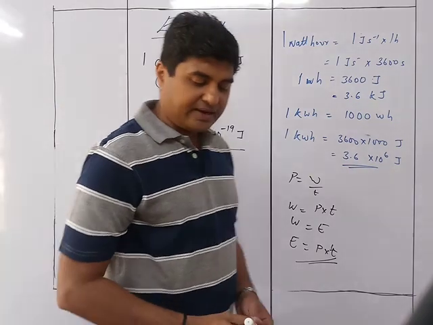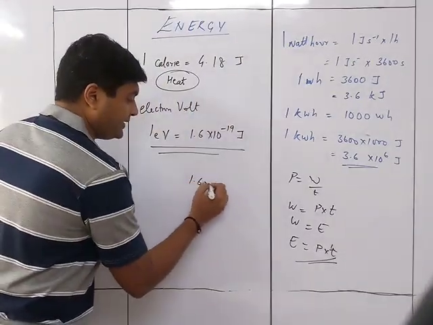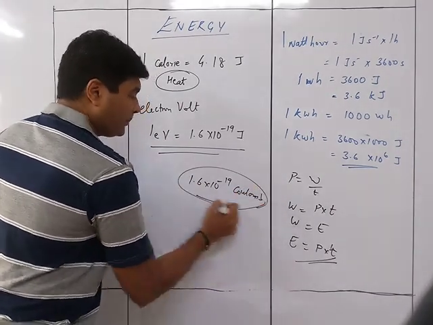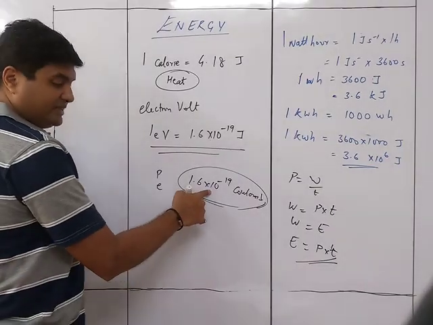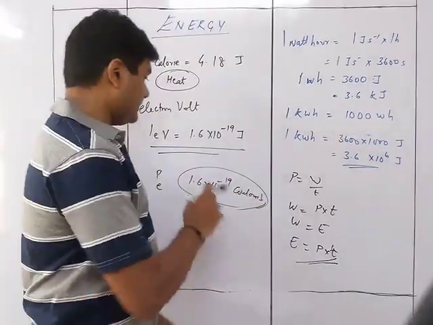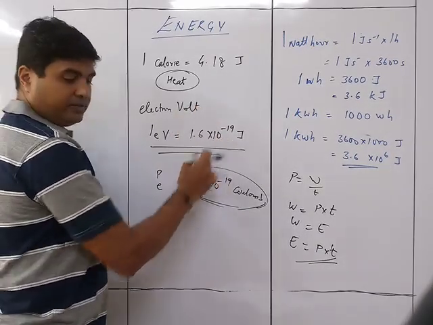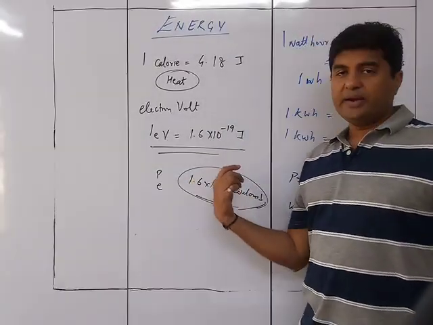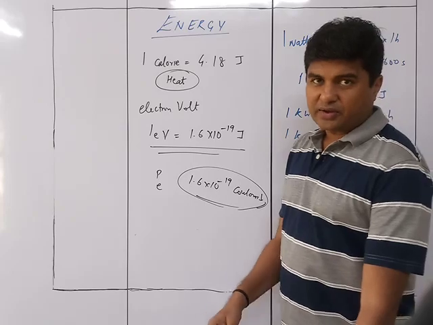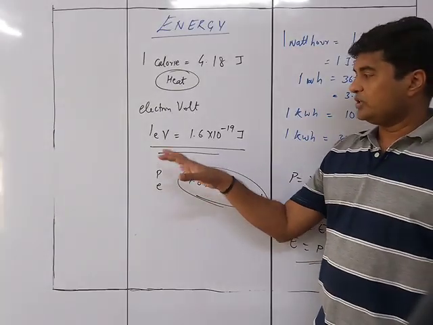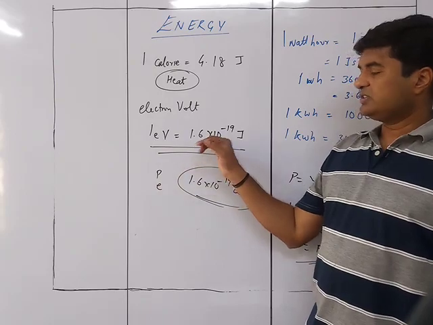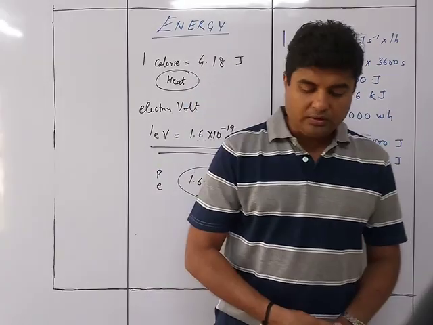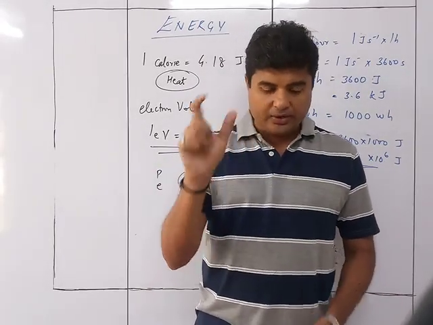This is the charge of 1 electron: 1.6 into 10 raised to minus 19 coulomb. That is the charge present on each proton or electron. So electron volt, charge into volt, is potential, and potential is the work done. Let's not go into detail of that right now. You can just remember that 1 electron volt is equal to 1.6 into 10 to minus 19 joule, which is the charge on the electron. So 1 electron volt is the charge on the electron into 1 volt.